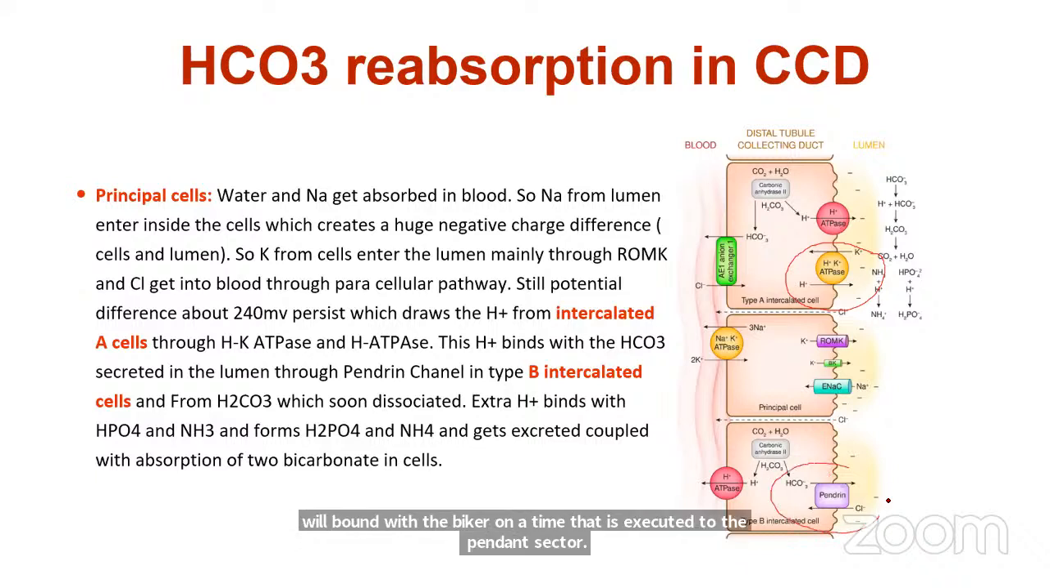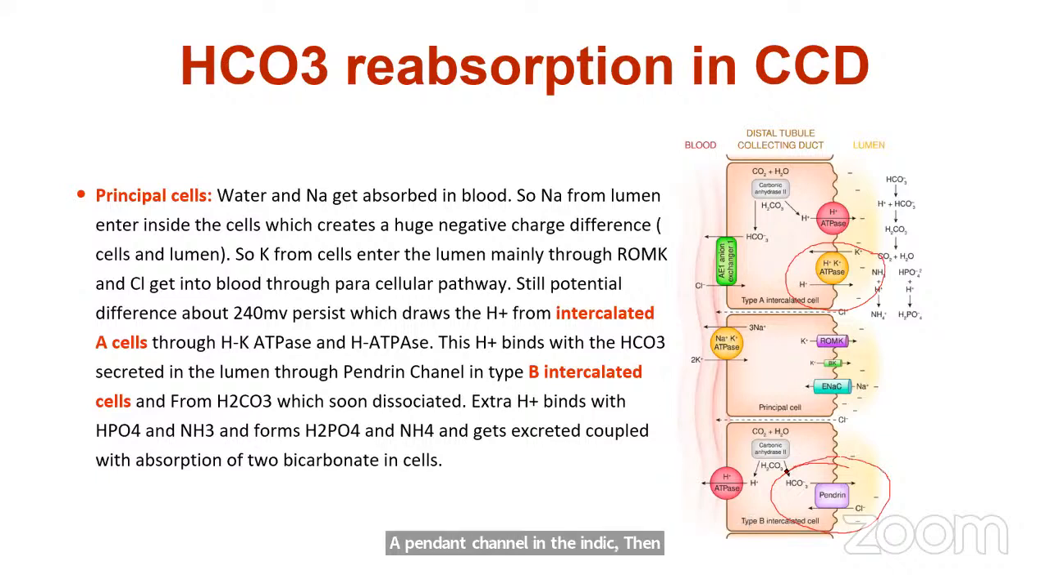Then there will be production of bicarbonate, CO2, as well as water, and that CO2 will get inside the principal and intercalated A cells, and they will convert it to bicarbonate, and that will get absorbed in the blood. And the rest of the hydrogen ion will bind with the phosphate as well as the ammonia that is also produced in your intercalated A cells in the cortical collecting duct. They will bind with the ammonia as well as the phosphate, and they will get excreted to the kidney.